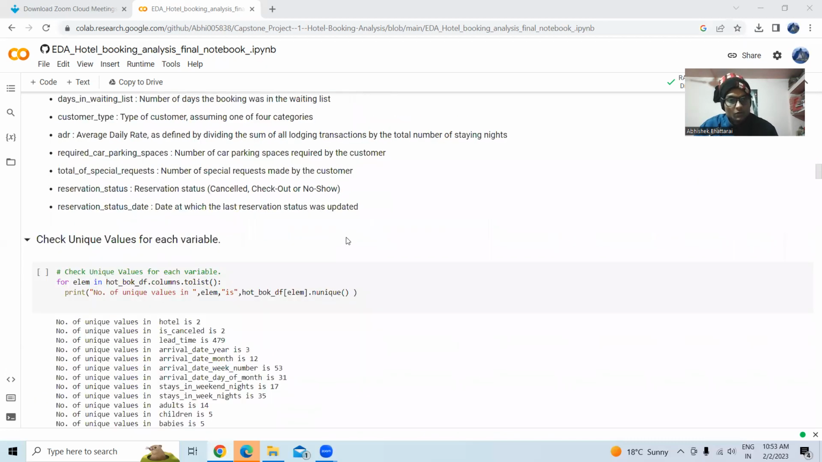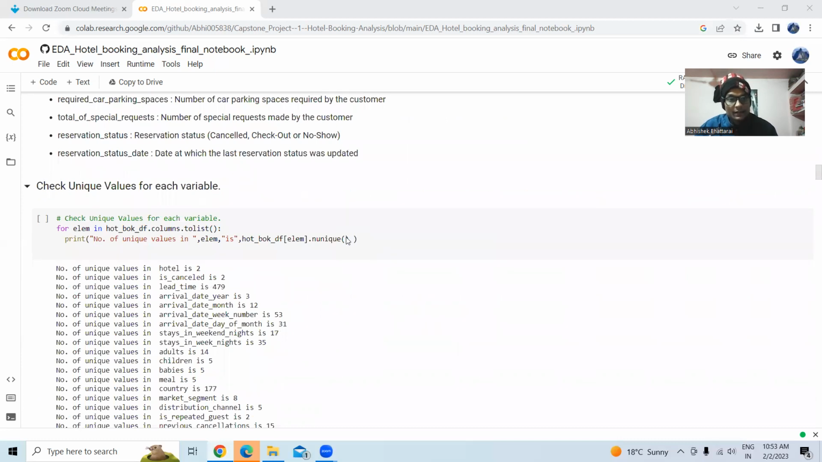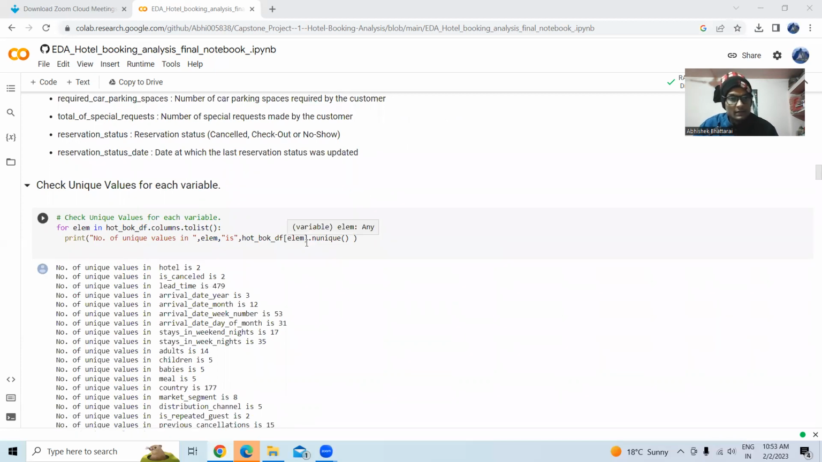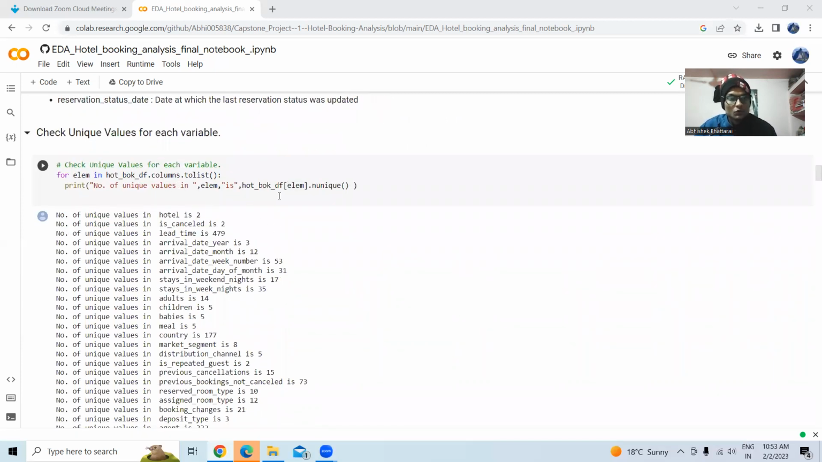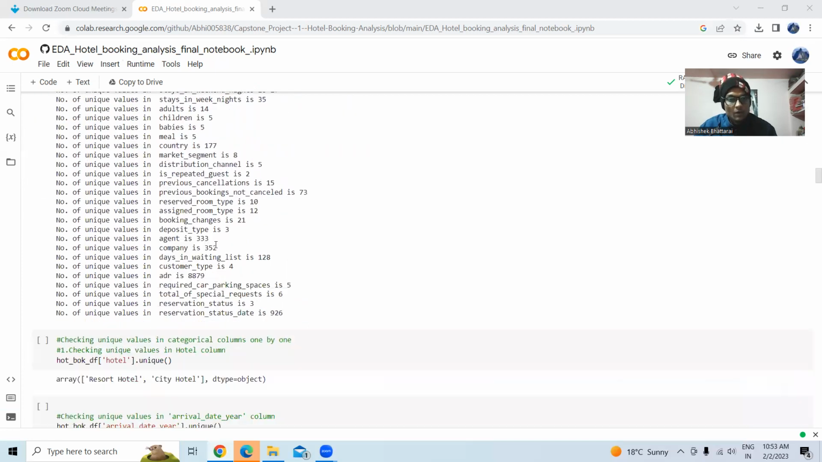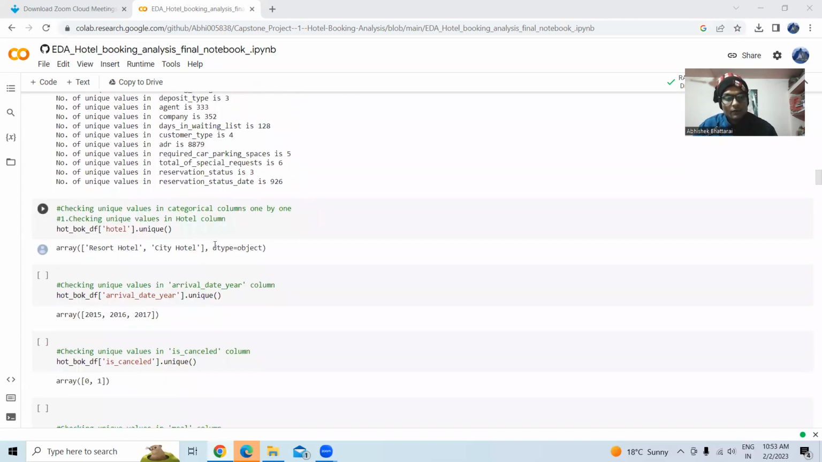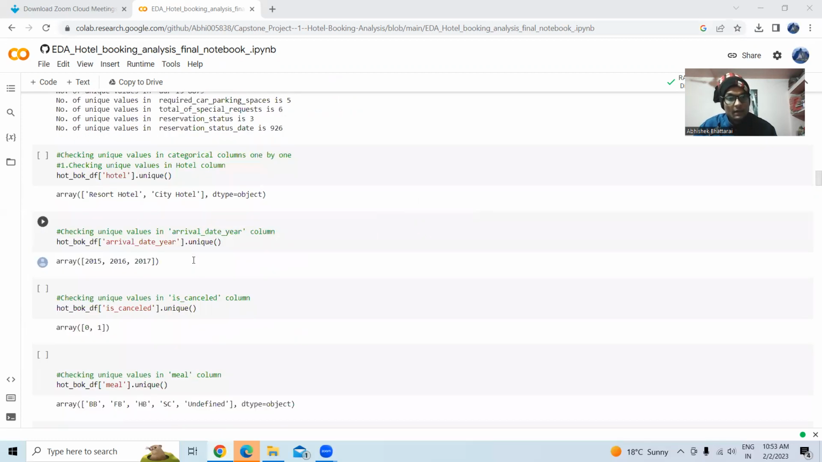Let's move down. Here we are checking the unique values for each variable. We have written this code to check the number of unique values for each variable. Here we can see that unique values in hotel is 2, is canceled is 2, and lead time is 479. So these are the numbers of unique values present in each variable. Like hotel has two unique values, resort and city hotel.